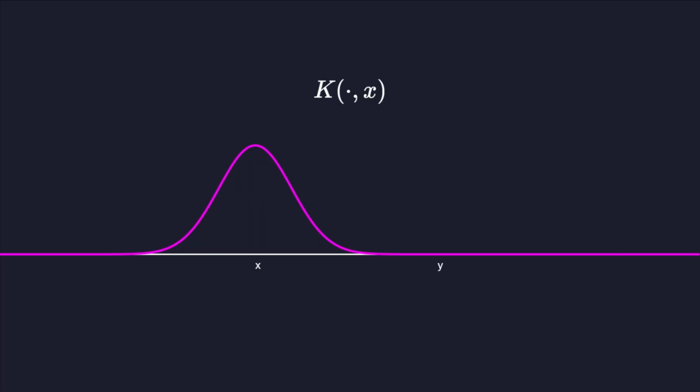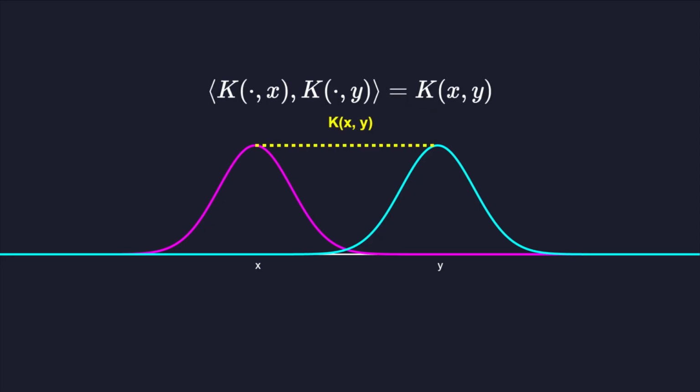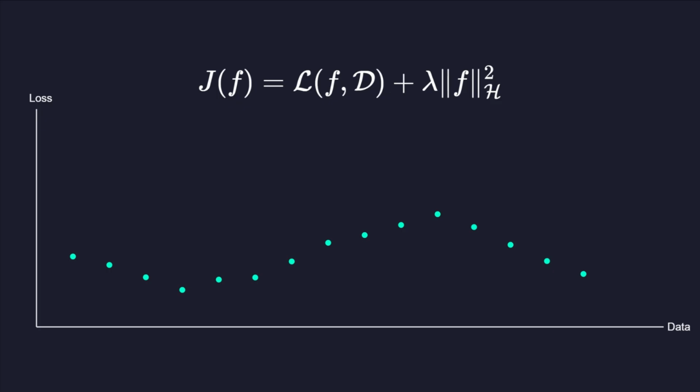This fundamental identity links the algebraic structure of the Hilbert space with the pointwise values of its functions. Because the kernel acts as the representer of evaluation, the inner product of 2 kernel functions at different points, x and y, is exactly the kernel evaluated at those 2 points. This consistency is why the function is called a reproducing kernel.